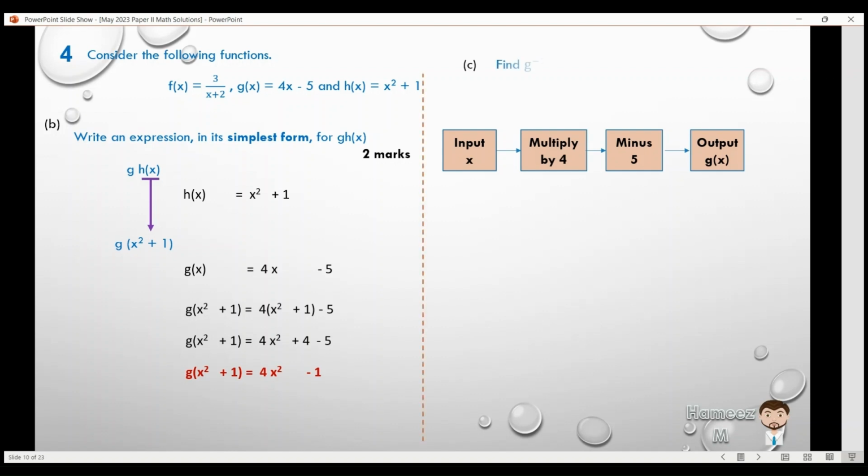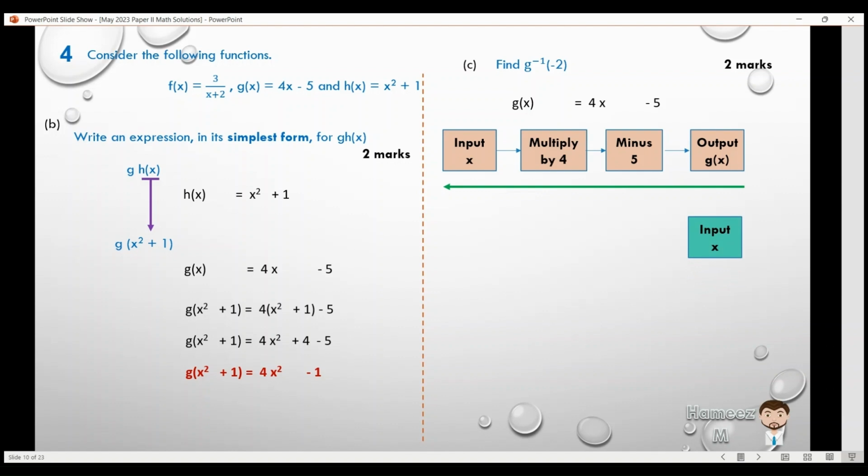Now let's go on to the next part, where they're asking us to find g inverse of minus 2. Now we have the flow diagram there showing us what g of x is. If we're going from left to right, our input is x, and we end up with our output of g of x. But in this part C, we want to find the inverse function. What does it mean? It means since g of x is equal to 4x minus 5, if we go in the opposite direction, then that will tell us what g inverse is. So we start on the right-hand side, with our input as x, and we do everything backwards.